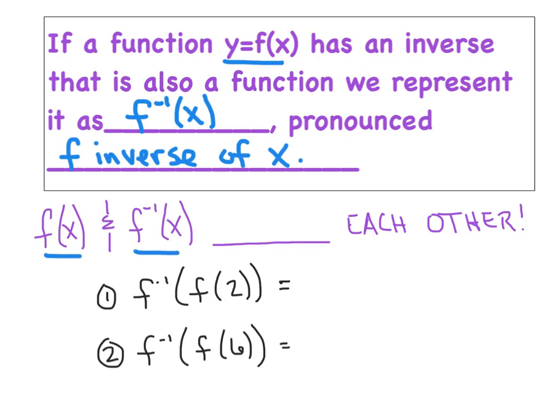Now maybe the most important thing we say all night is that f of x and f inverse of x undo each other. In other words, whatever operations were performed by f of x, f inverse of x is then going to do the opposite, or undo all of those operations.